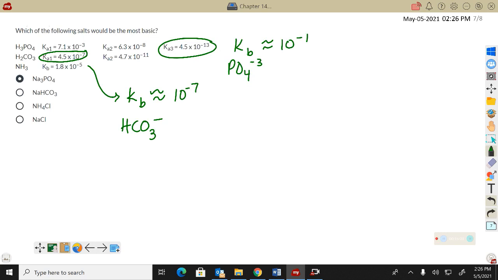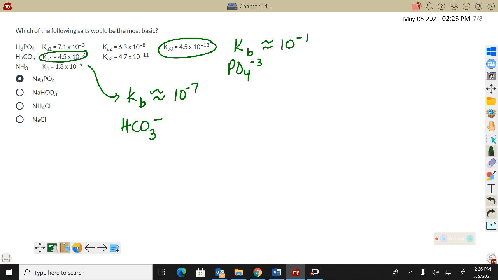Question 7 was missed a little bit. Which of the following salts is the most basic? Well, hopefully you didn't pick the sodium chloride, because that one's neutral, right? All right, so then I decided to estimate the Kb values. I'll figure out which one has the highest Kb.